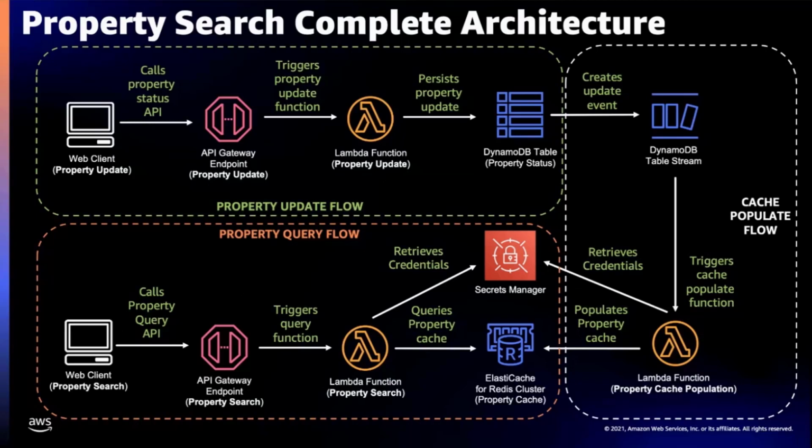So finally, on the bottom left in the orange, we're going to see the property query flow. And this is the flow for users who want to be able to search for properties around them or get information about a specific property. And so their client is going to call this API Gateway endpoint for the property search. That again is going to trigger a Lambda function, which is going to go and retrieve the credentials it needs to talk to ElastiCache for Redis. And then that function is going to query the Redis cluster, get the information it needs, and return it back through the API to the customer.